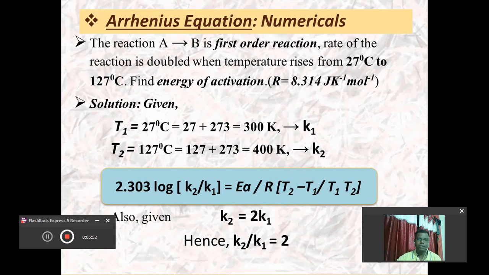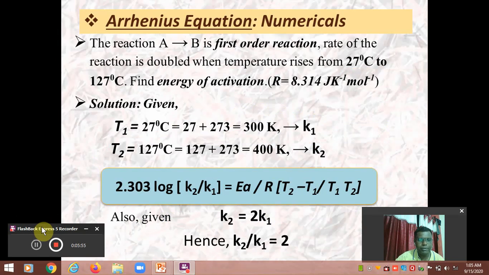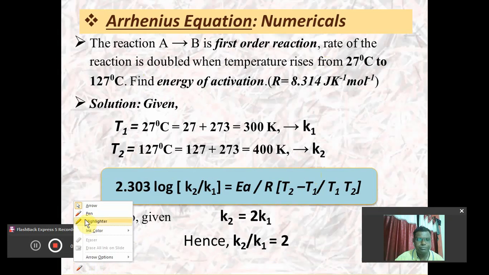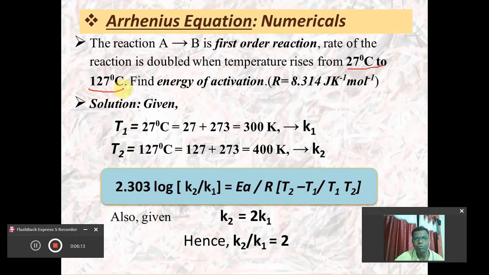So this will give you a clear idea how we can predict or know what things are given here. Definitely I already told you. So these are the things provided to us: temperature T1, 20 degrees Celsius, and temperature T2, 127.